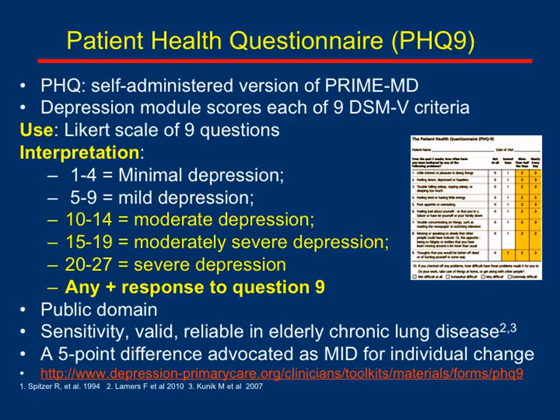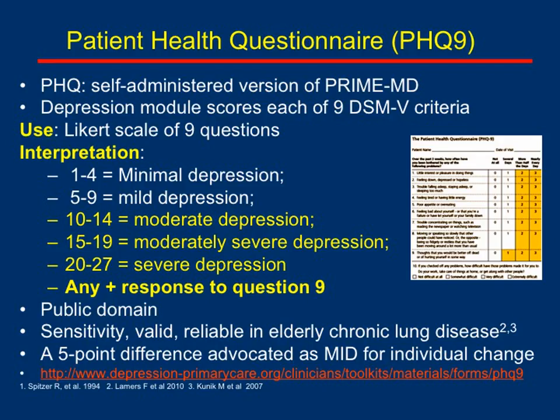And obviously with all of these tools, when the patient gives you their questionnaires, look at the mental health questionnaire the first day. You don't want to miss abnormalities that are important. It is public domain, considered valid, reliable, and sensitive in elderly chronic lung disease. A 5-point change is advocated as a significant change. So that could be your goal, in your population, you would look for a 5-point change.